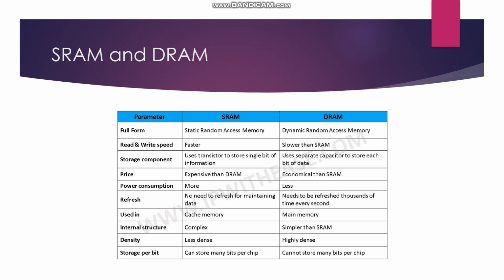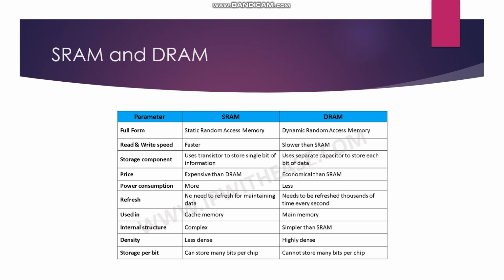Next comes power consumption. SRAM uses more power when compared to DRAM, and DRAM uses less power compared to SRAM. Refreshing unit as the parameter: in SRAM, there is no need to refresh to maintain the data, whereas in DRAM, it has to be refreshed thousands of times every second.